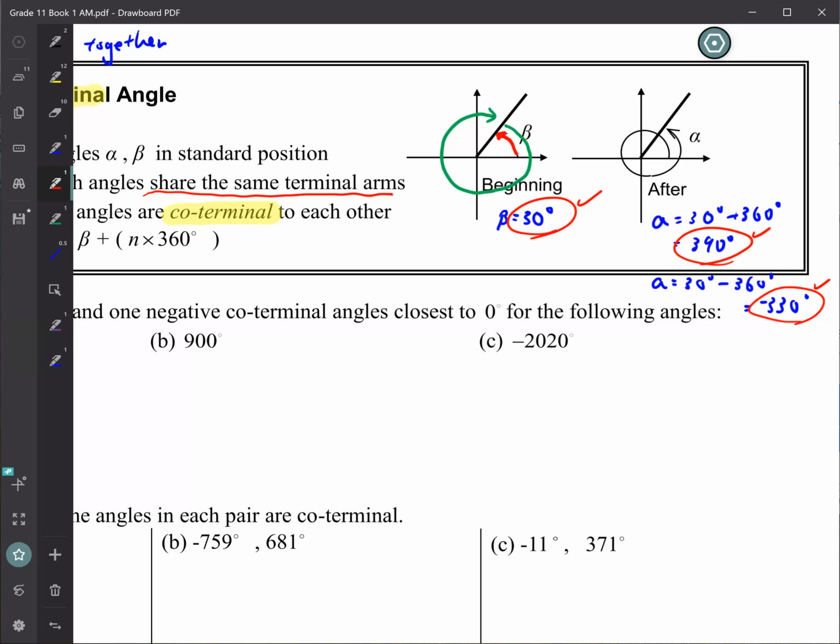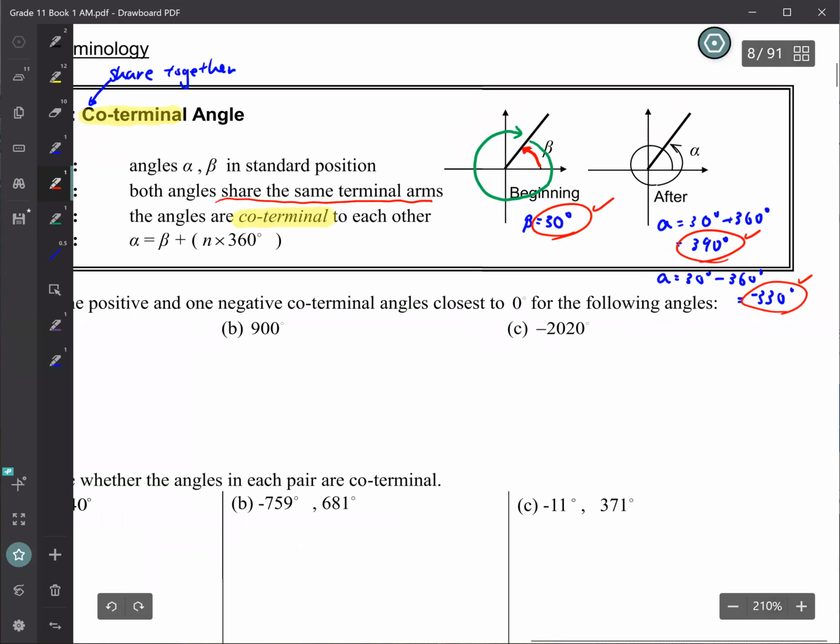Think about the clock, right? If it's 1 o'clock, no matter if it's noontime or midnight, it looks the same, right? Unless you have the 24-hour clock.